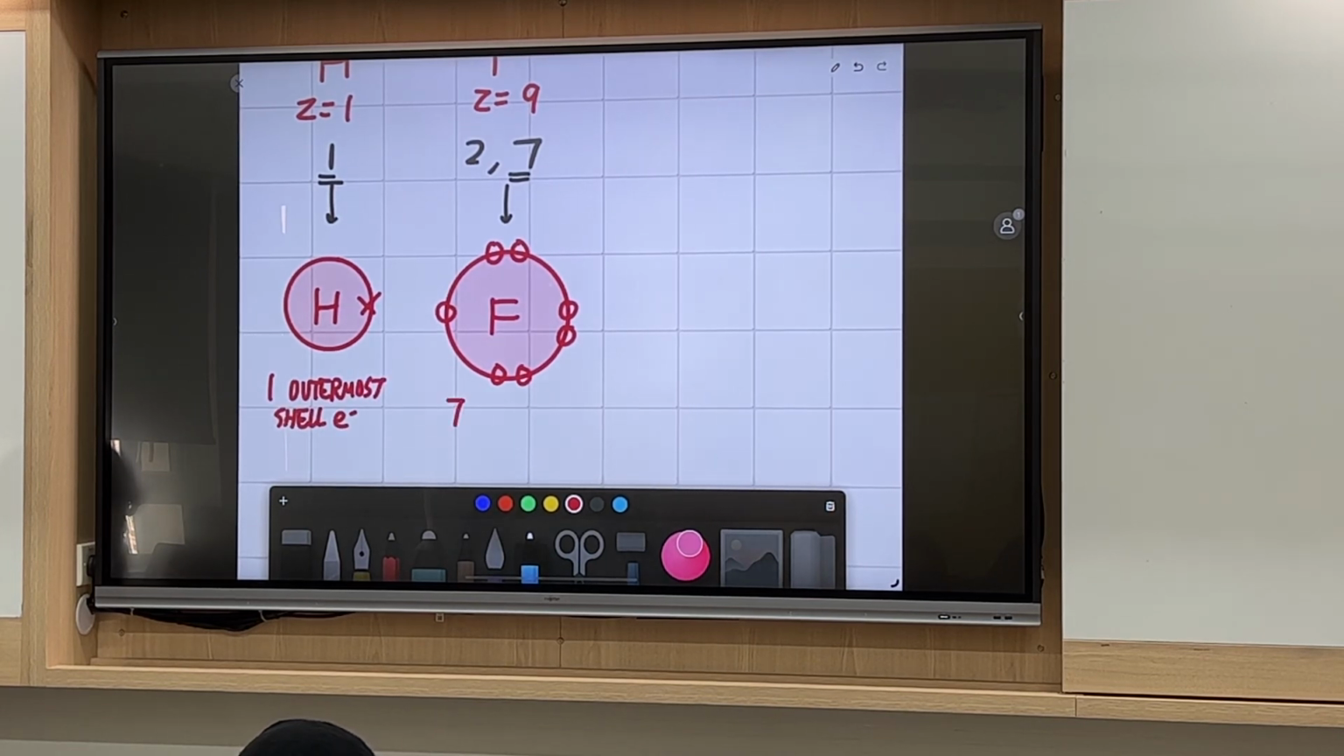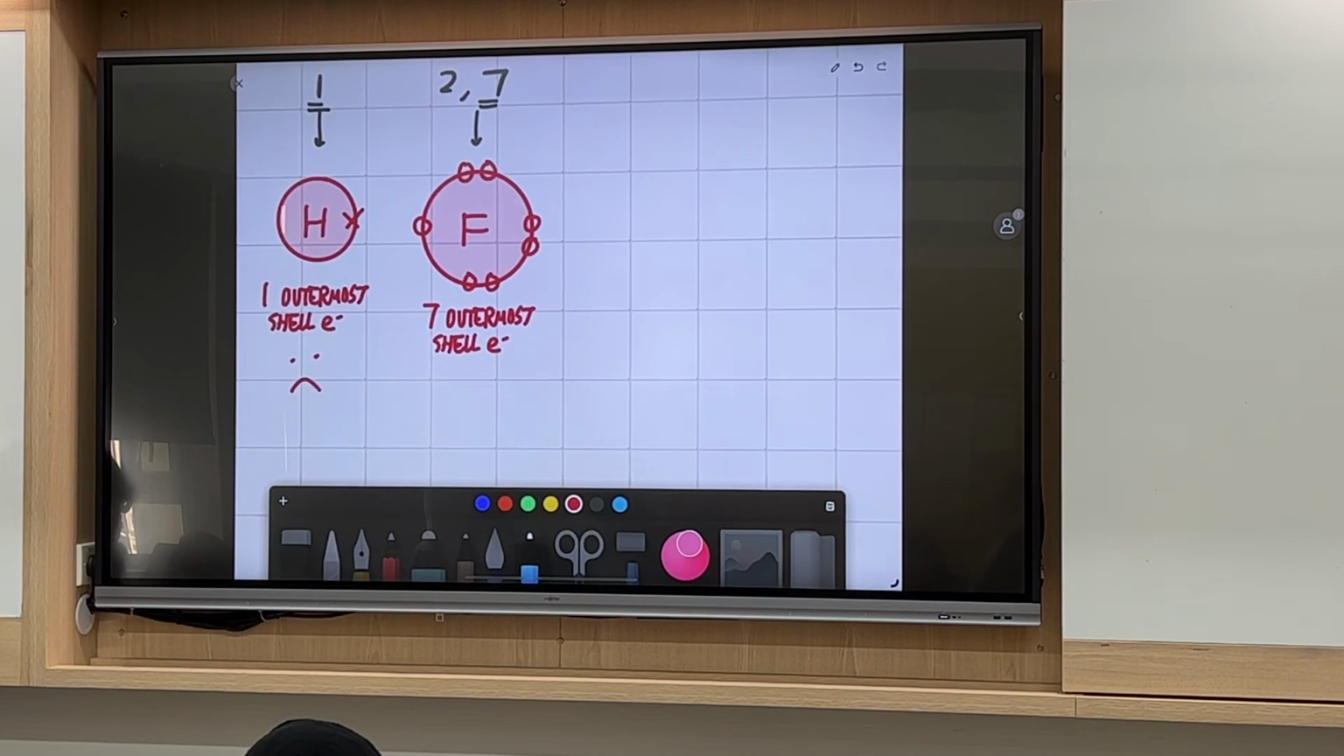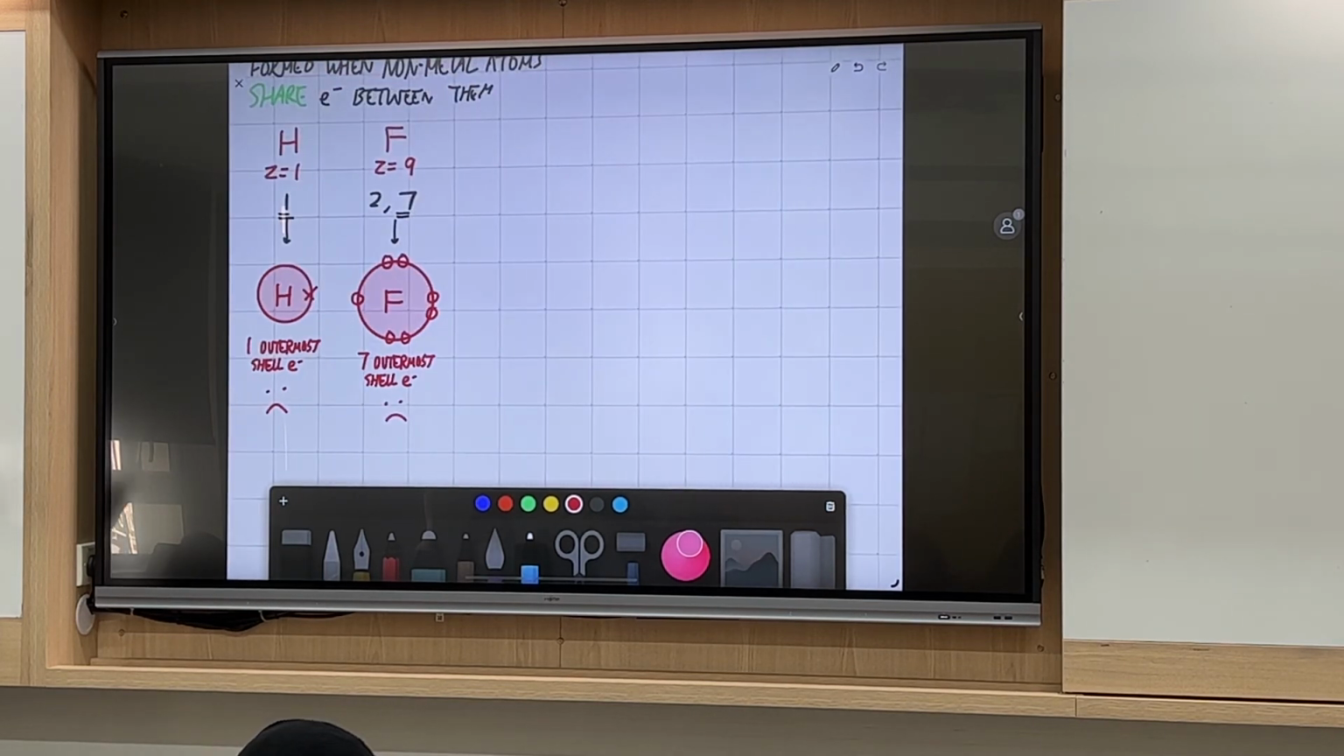And this has 7 outermost shell electrons. Is this stable? No, they are unstable. So draw this very, very sad face here. However, they can do something to help each other become stable. What is that? It's by sharing electrons.